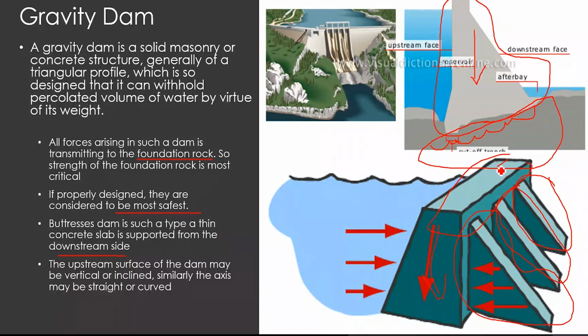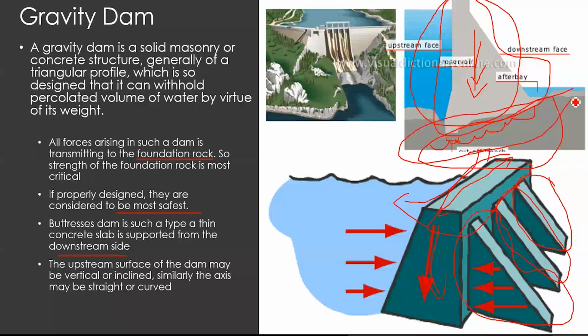Similarly, the axis may be straight or curved. So here in this picture, you see a straight axis of the dam, but there are chances that the axis may be slightly curved also. So these are different varieties of gravity dams. The takeaway point from this is that whenever we consider a gravity dam, the major force resisting the water or storing the water is the weight of the dam, and the weight of the dam is applied vertically downward. So we should get a maximum strength of rock from the basement portion of the dam site.